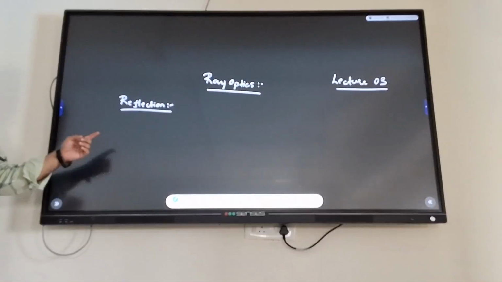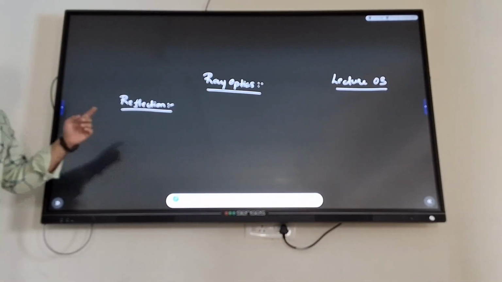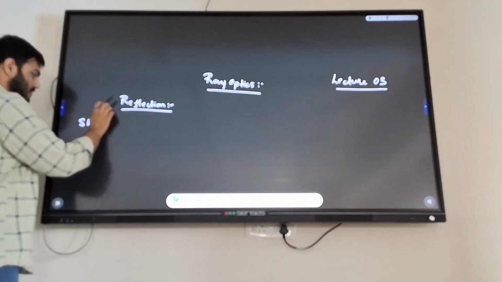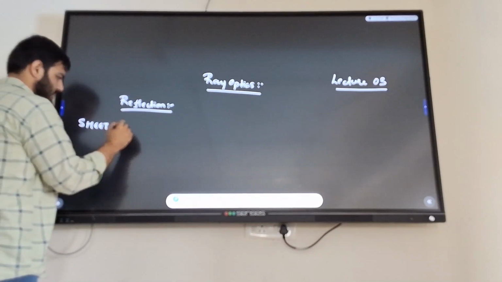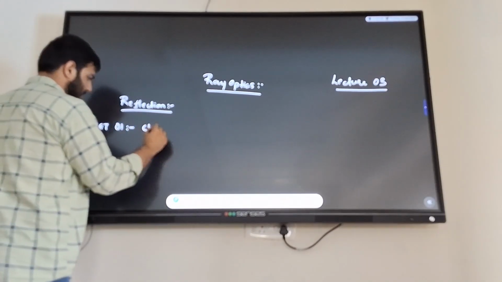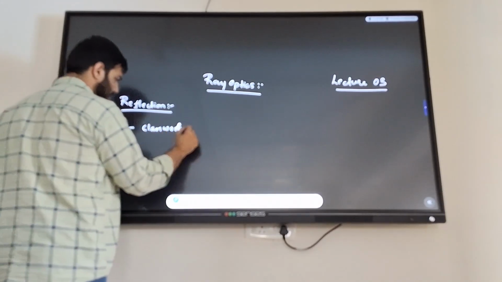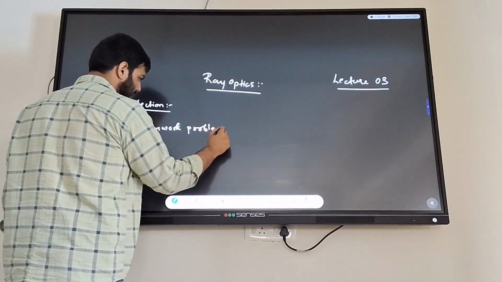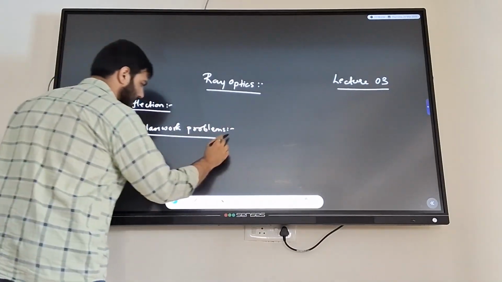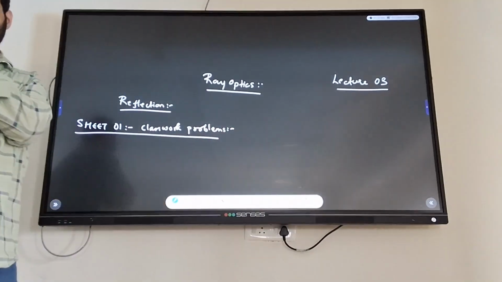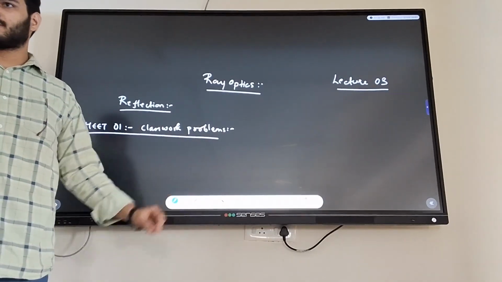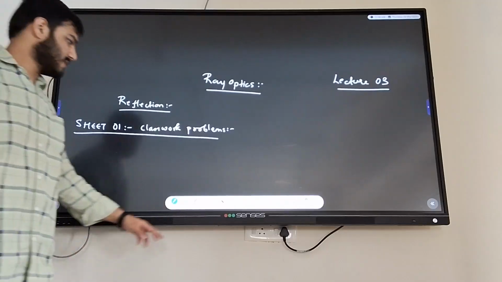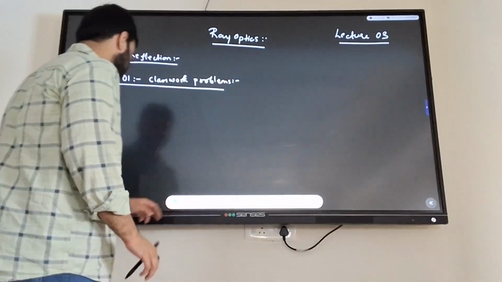And were we doing the sheet? Yes, sir. We were doing the sheet questions. Sheet 1, class work problem. I think I discussed one of the questions in a hurry last time. Was it understood? Yes, sir. Then I don't have to do it again now? No, sir. Good. Then what is the question number? Question number 6.